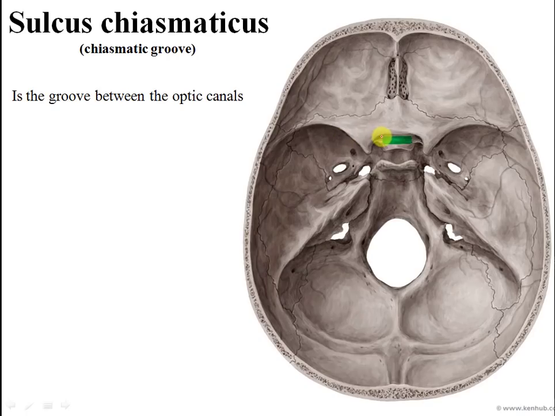Now here we have right optic nerve and left optic nerve, and when they enter the cranial cavity they cross over each other to form the optic chiasma. Chiasma means crossing over. The optic chiasma is located here in this area, so this area is called chiasmatic groove or sulcus chiasmaticus.